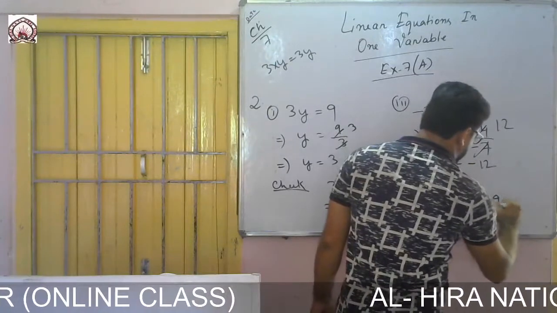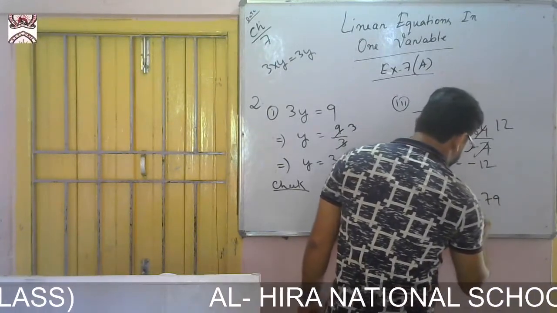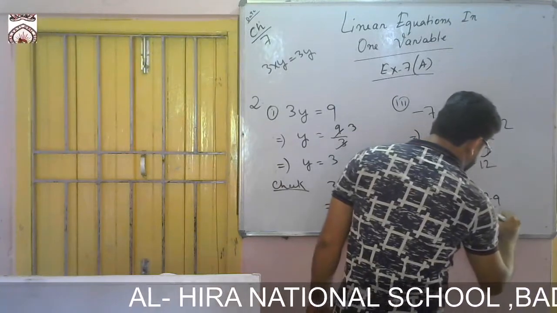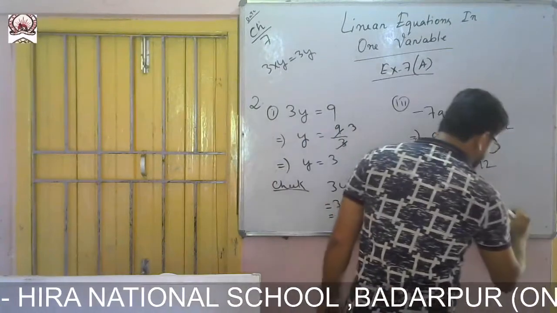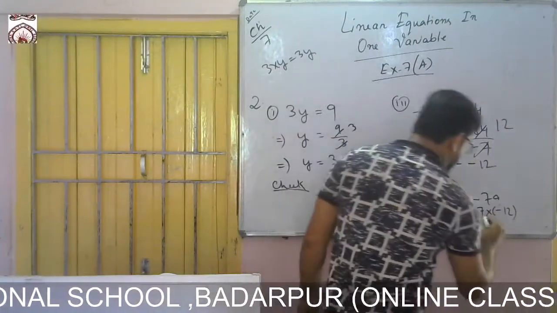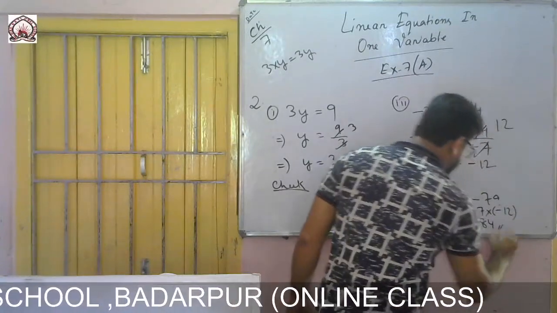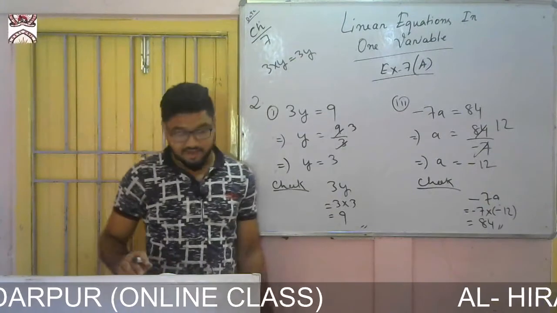Minus 7a. That means minus 7 into minus, the value of a is minus 12. So minus minus will become plus. And 7 12s are 84. So it is plus 84. Understood? So it is plus 84.